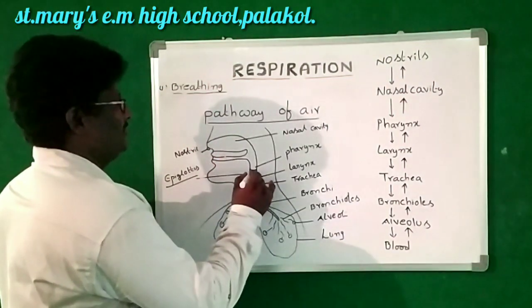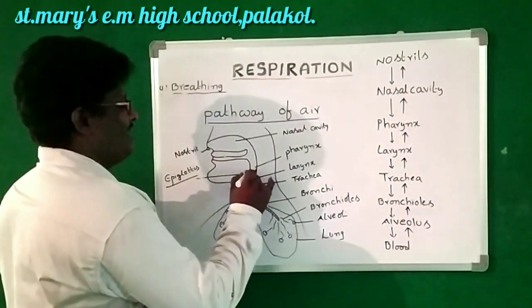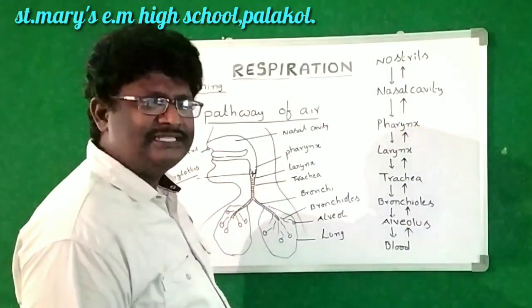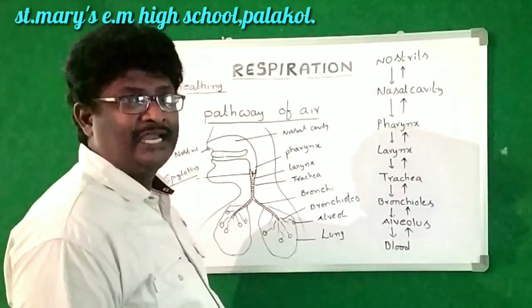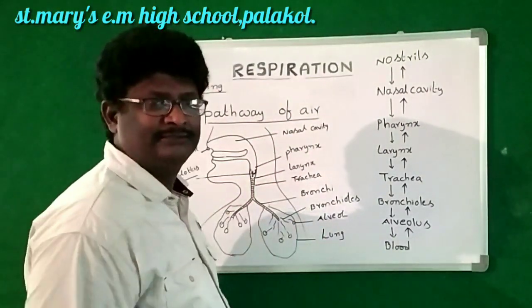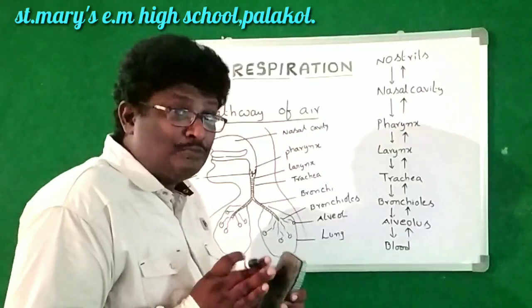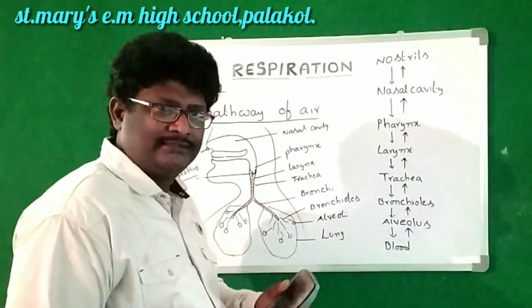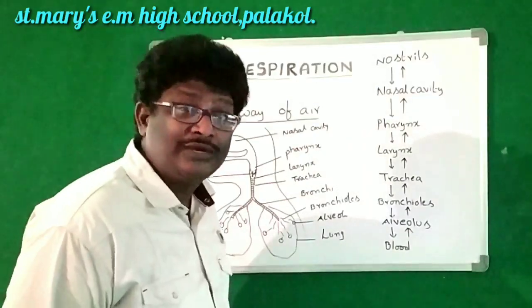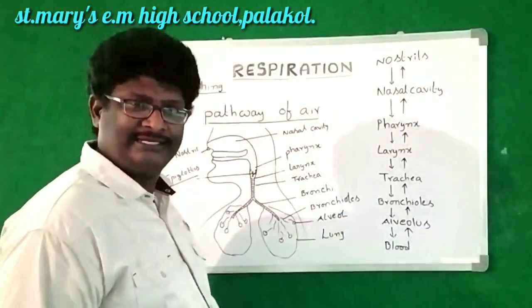Here, there is a flap-like structure. That is called the epiglottis. What is the function of this epiglottis? It controls the movement of food and air. Who is the controller? Epiglottis. Where is it located? In the pharynx.